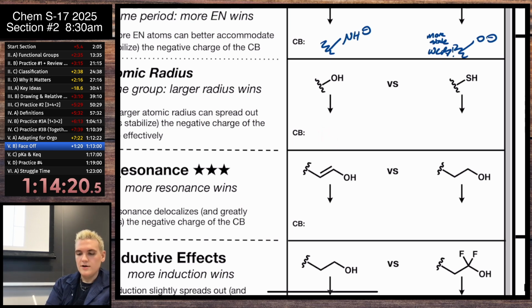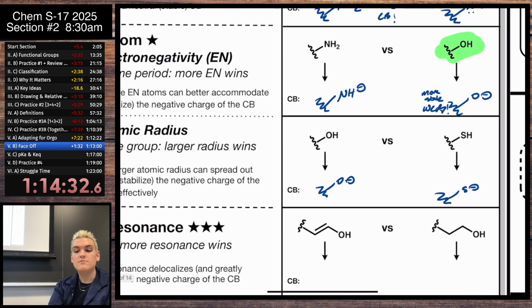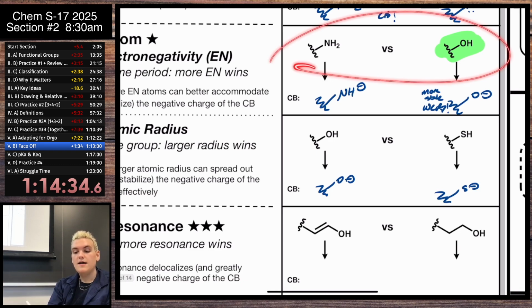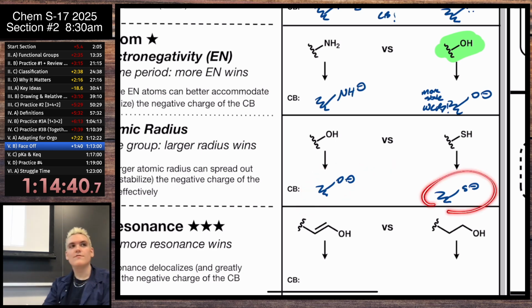We draw out the conjugate bases. We have O minus, we have S minus. Which one's more stable? It's kind of tricky. Because if you were going based on electronegativity, which is what we did right above here, you would say oxygen's more electronegative, so it's more stable. But actually, it's going to be the sulfur.